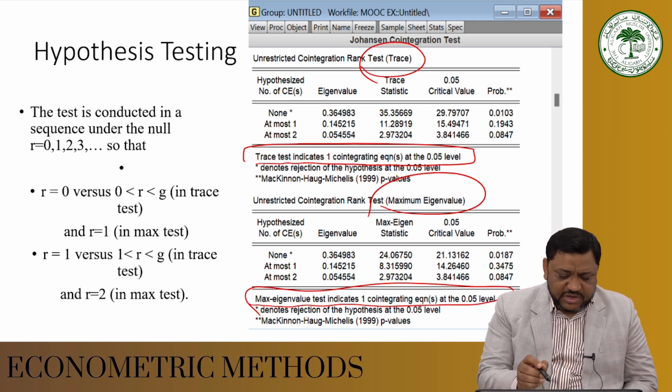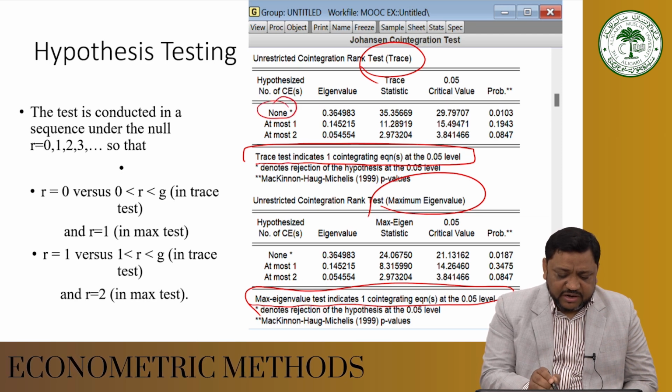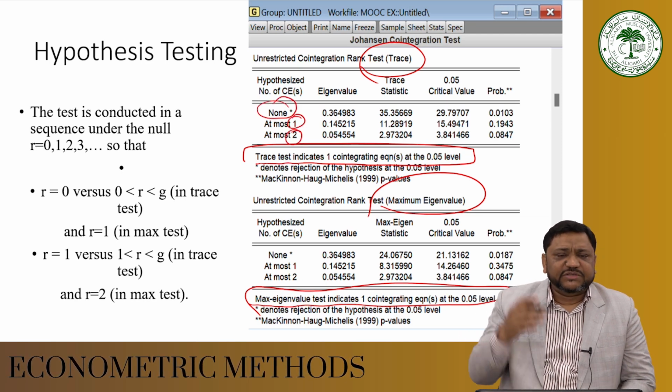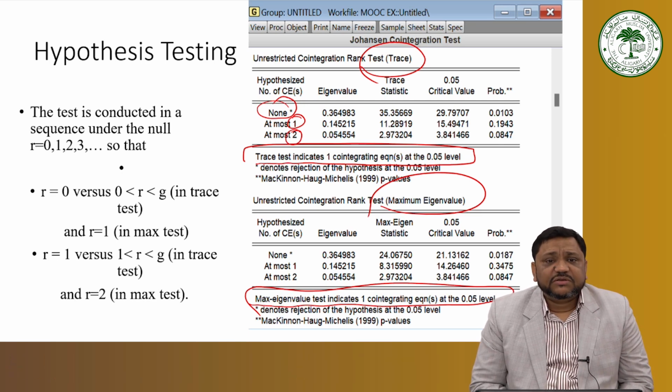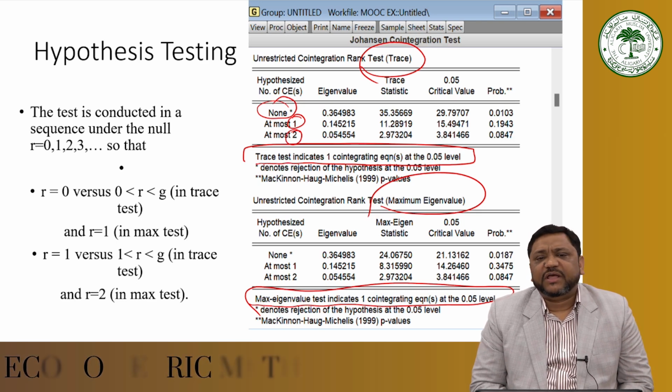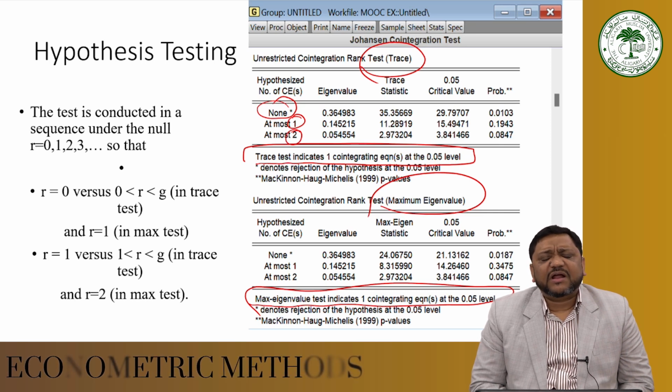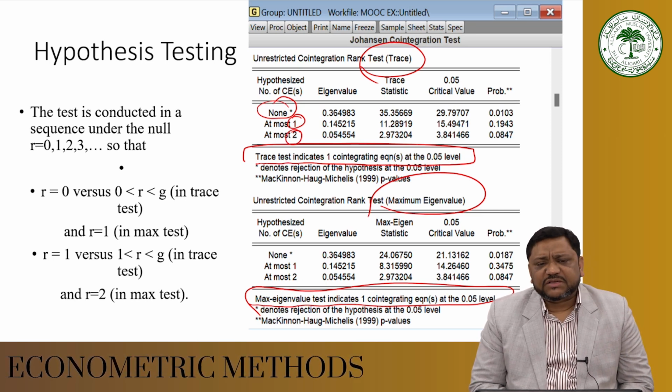Similarly, the maximum eigenvalue test also indicates one cointegrating equation at the 0.05 level. Basically, the test is conducted in a sequence: none or 0, then 1, then 2, and likewise it will increase. In the trace statistic it is r equal to 0 versus r greater than 0 and less than g, and in the max statistic r equal to 1. Similarly, r equal to 1 versus r greater than 1 and less than g in the trace test, and r equal to 2 in the max statistic. If the calculated test statistic is greater than the table value, we can reject the null that there are r cointegrating vectors, otherwise accept the null.